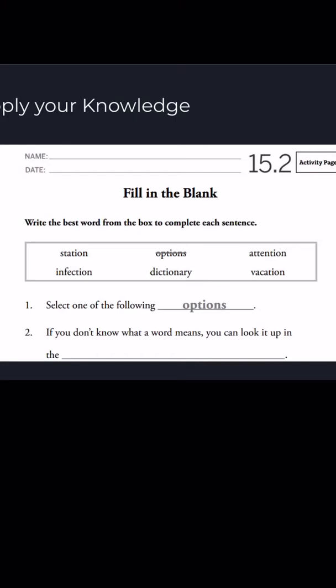Let's look at number 1. Select one of the following. They already did it for us. Options. That is the best word for that sentence. So they crossed that word off. When they were finished with it, they're done. Okay, please complete the rest of this page.